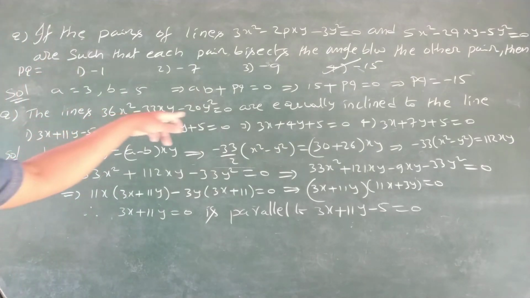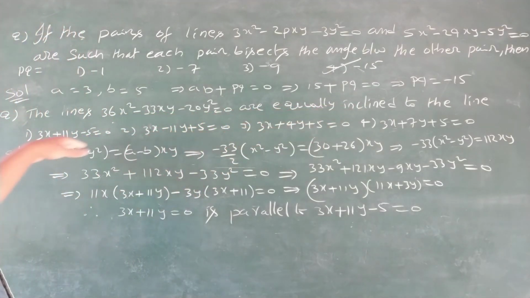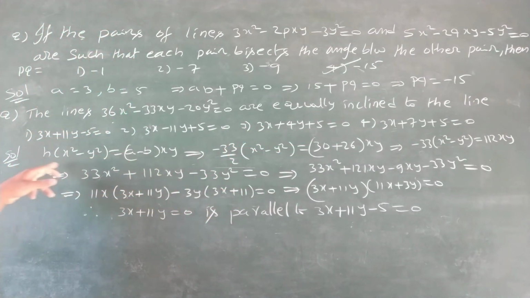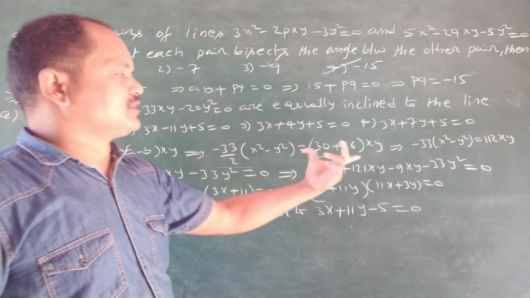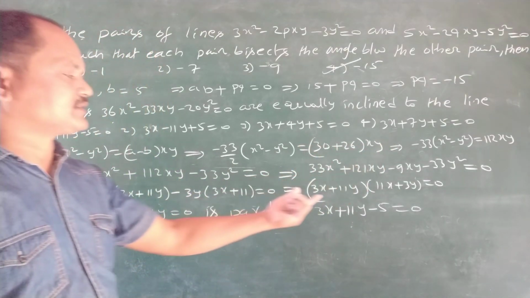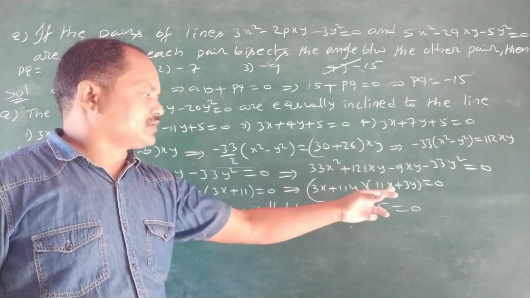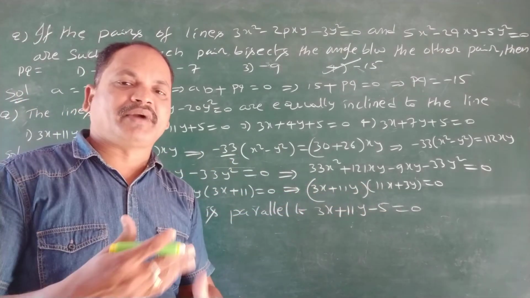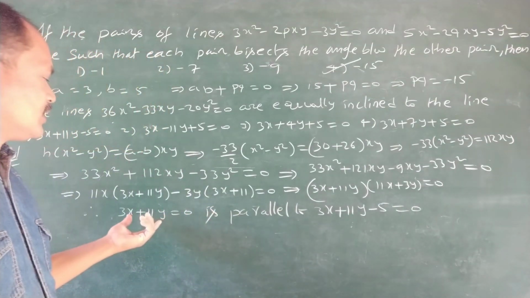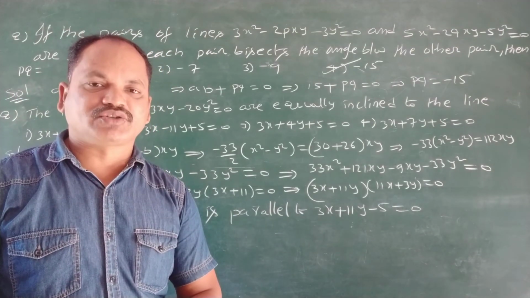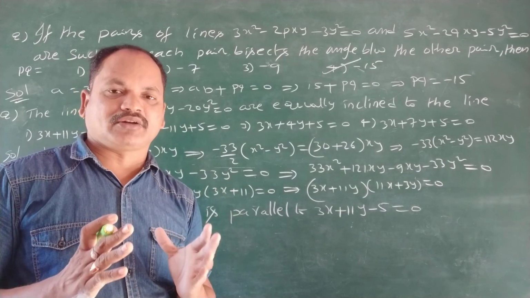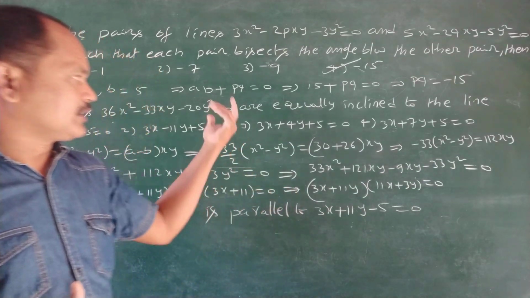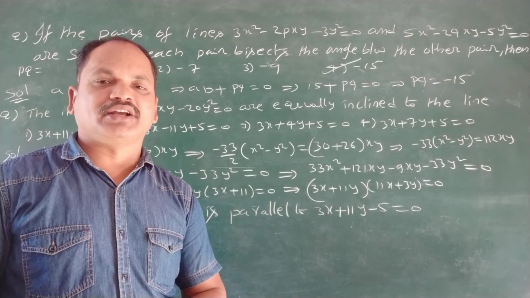Same, the pair of lines equally inclined to the line. In the options, lines are given. Now we have to find the pair of angle bisectors according to this formula. Simplify this, then we get 2 lines after factorizing. These 2 lines represent the pair of angle bisectors. One of the bisectors is parallel to the given line, then they are equally inclined to each other.